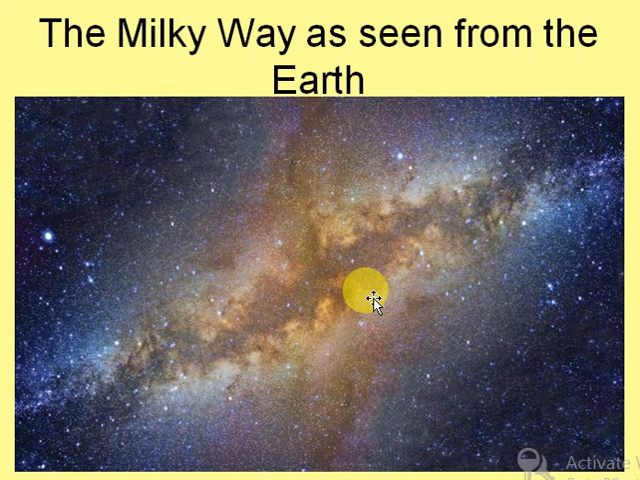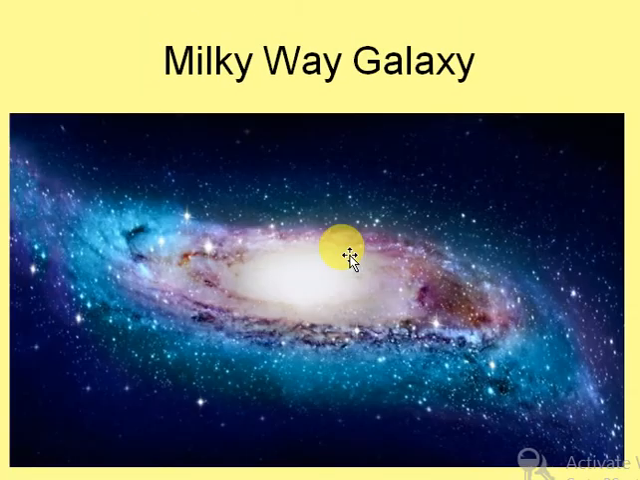If we look at the sky on a clear night, we can see the Milky Way as a faint band of light stretching across the sky. So this is how it actually looks during the clear night. When you look toward the sky, you see a faint band of light stretching across the sky. So here is also the picture of the galaxy.